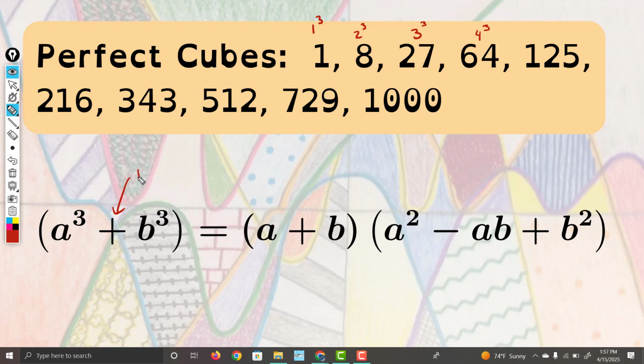You have to have an addition. And you have to have two things you can take the cube root of. That means it times itself 3 times equals, what number times itself 3 times is equal to a cubed? What number times itself 3 times is equal to b cubed?